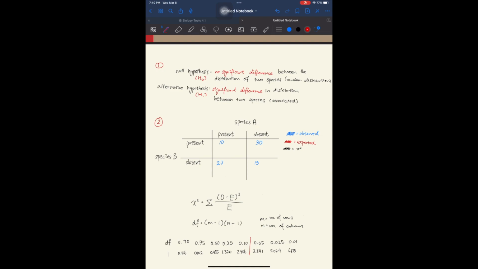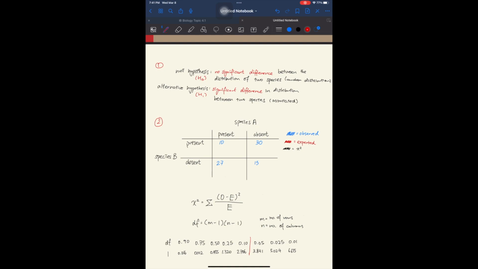Initially you would only have the observed values, which you counted after conducting the quadrat sampling. Here is a hypothetical situation. For species A, there are 10 present and 30 absent, whereas for species B, there are 10 present and 27 absent.